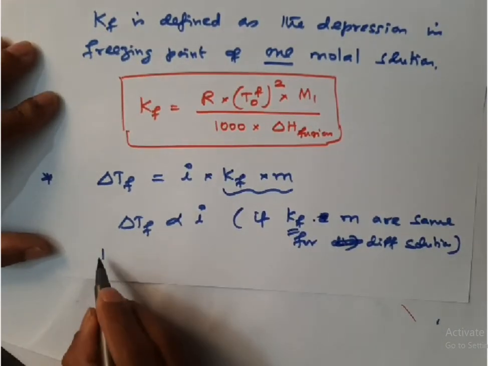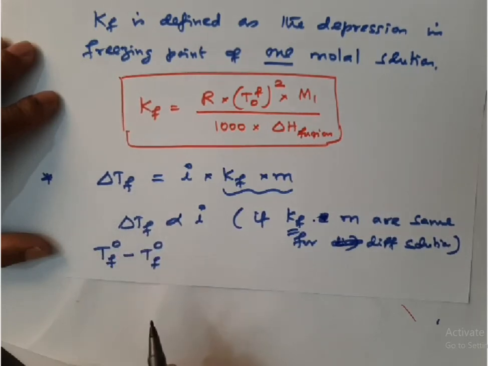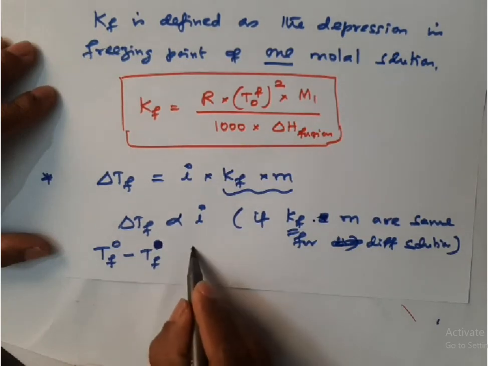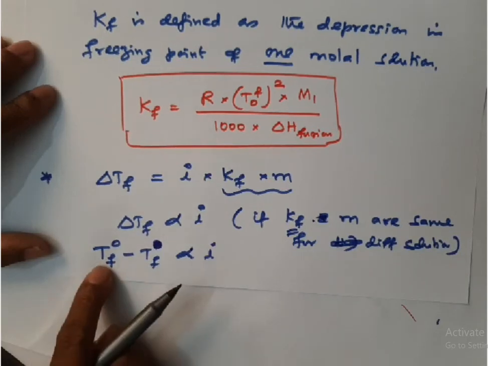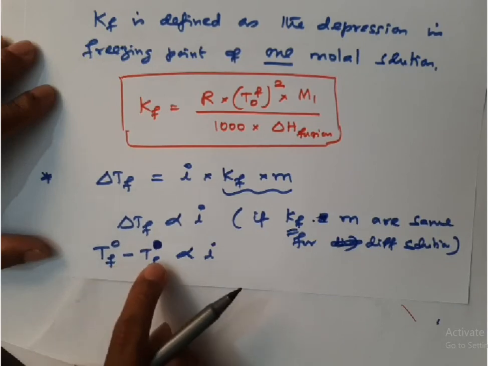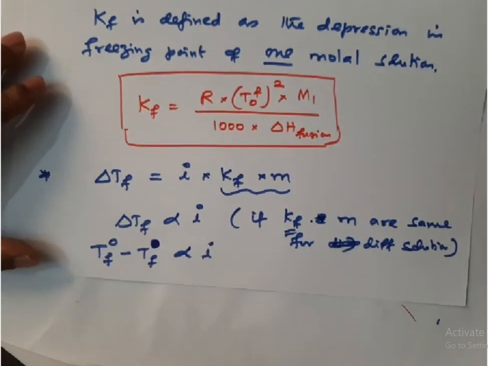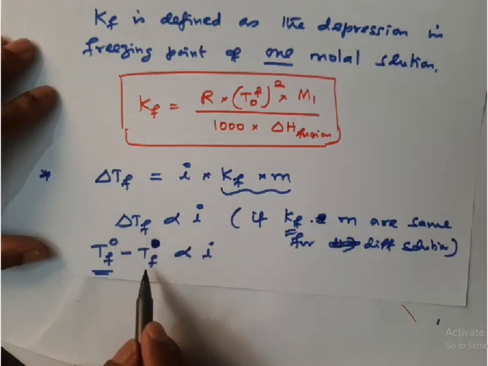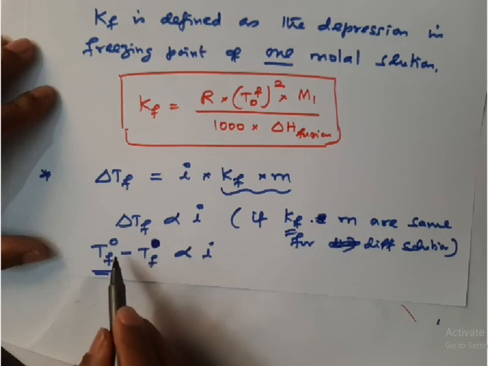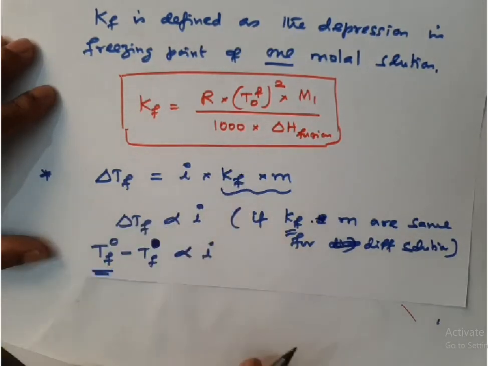Delta Tf is nothing but freezing point of pure solvent minus freezing point of solution. Freezing point of pure solvent minus freezing point of solution. This is constant. Students, observe carefully. This is constant. So if this value increases, then delta Tf will decrease. Am I right? This is constant, so this minus this will give you delta Tf. If this value increases, then T naught f minus Tf becomes small, or that will decrease.